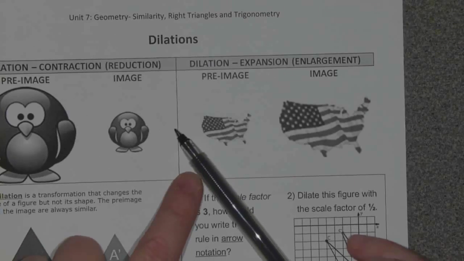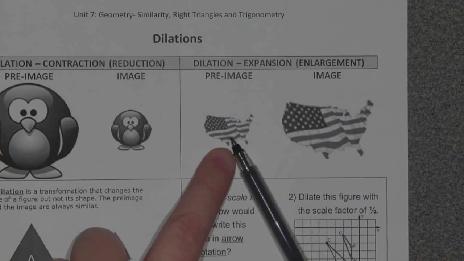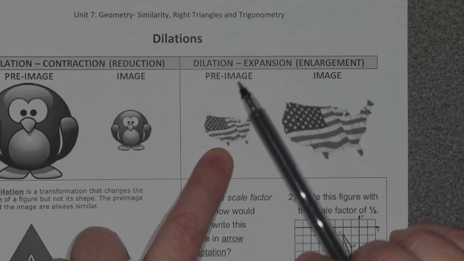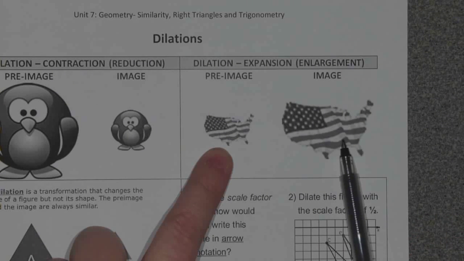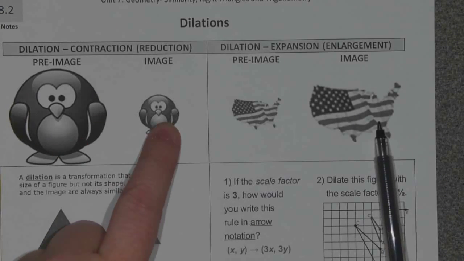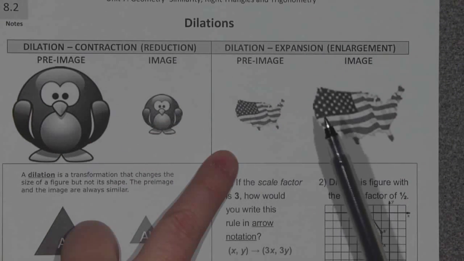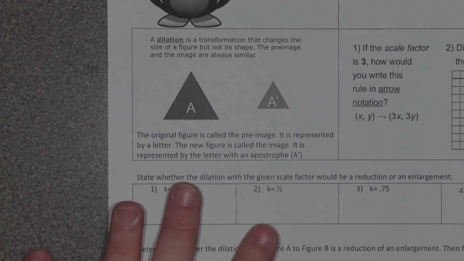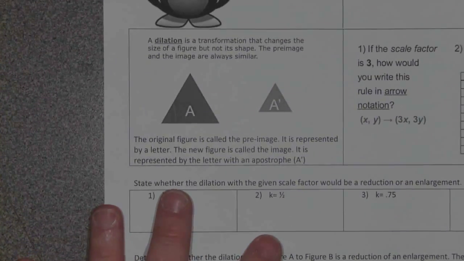Same thing with the flag over here. The pre-image was the small United States, and then we expanded or enlarged it to be the bigger image. So dilations are either taking a big image and making it small, or taking a small image and making it big. Okay, there's a couple of things we need to know when we're doing dilations about how they work.